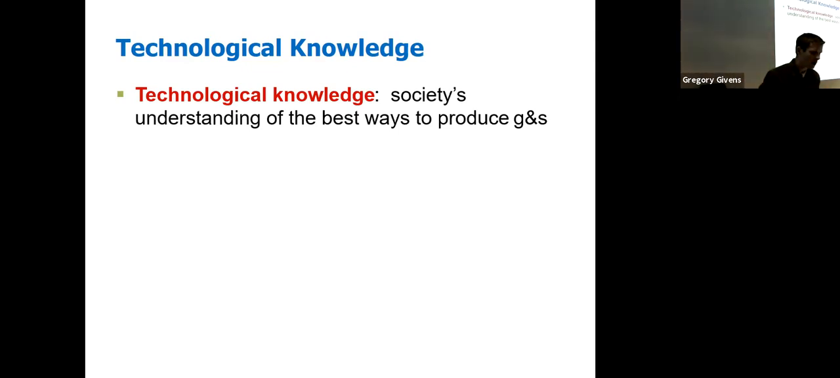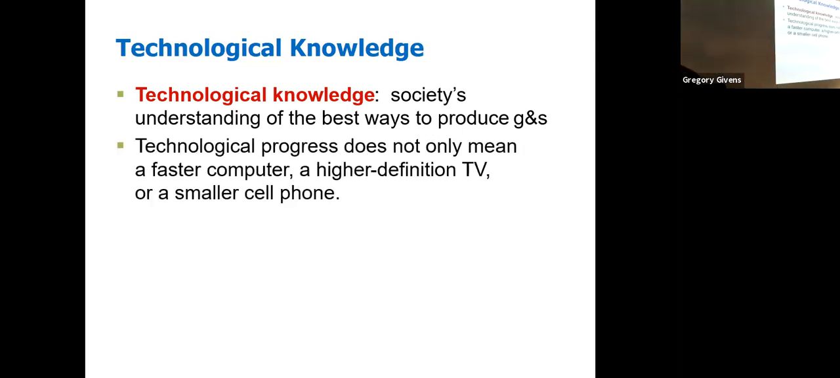It's basically our blueprint for how we transform inputs into outputs. It's the stock of ideas that we have about the production process. It's not just things like a faster computer or a more high-def TV or a cell phone that has a faster processor. Those are related to technology, but that's not really what we mean. What we're talking about are the ideas about the production process. When technology improves, you can take the same amount of capital and labor and suddenly produce more output, okay?